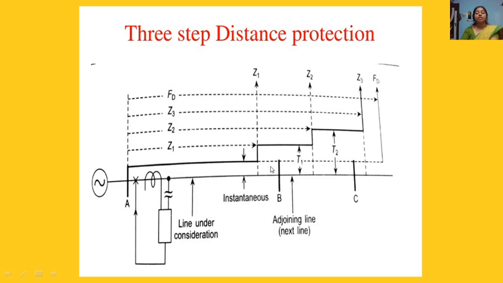Now 3-step distance protection: zone 1, zone 2, zone 3, Z1, Z2, Z3. This is instantaneous operation for 80% of the transmission line. This is A to B section. We are protecting only 80% part. Then 40 to 50% of the next transmission line, and then again 20% remains. This is 40 to 50%, meaning 60% of this transmission line, and next 20% of the next transmission line. So this is our third zone.